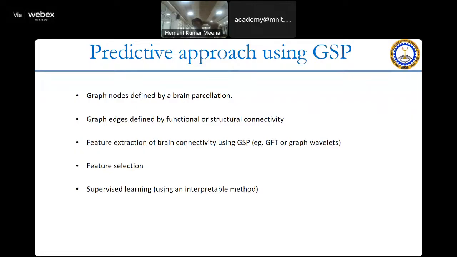Then thereafter, feature extraction of brain connectivity using GSP. What type of features do we want to extract? We want to extract the features that tell us, if this type of brain is there, how it is going to behave. We will see the applications later. Then feature selection and supervised learning. These things are able to classify the two functionalities of the two brains here.